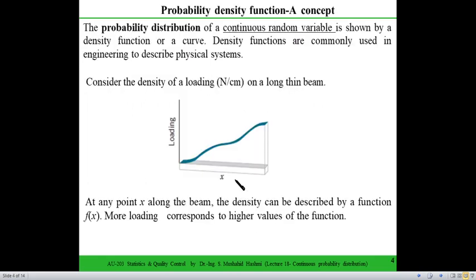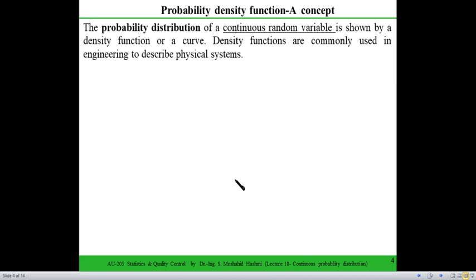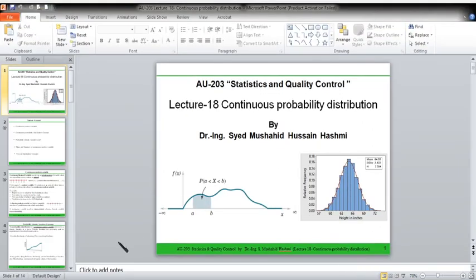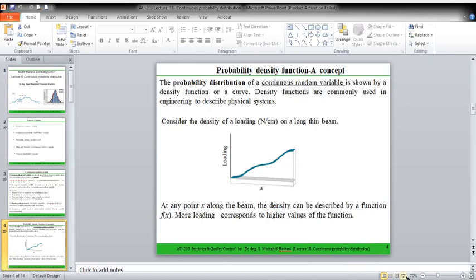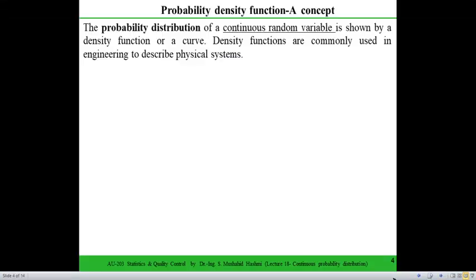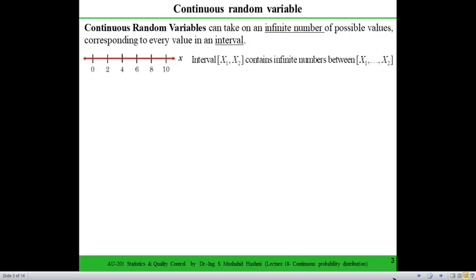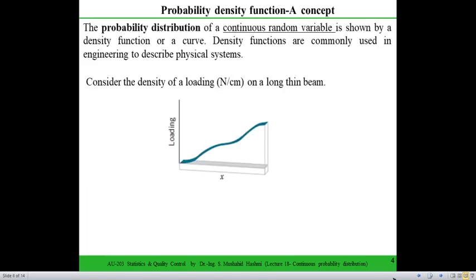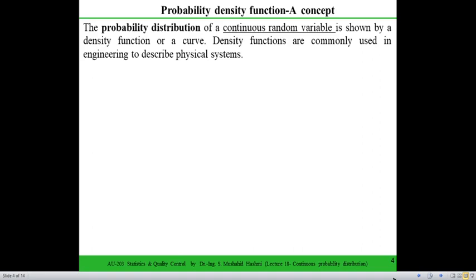Okay, we will look into more detail. Let's say we have a probability distribution of a random variable. As we know, a random variable can take any value. Let's say, what is the probability distribution of a continuous random variable? As we know, there are so many physical systems where we are dealing with variables which are continuous variables.